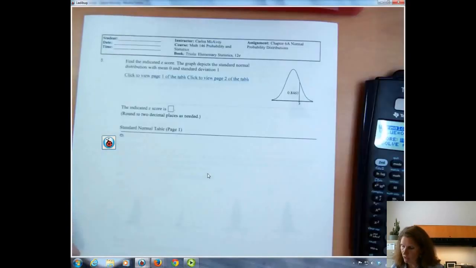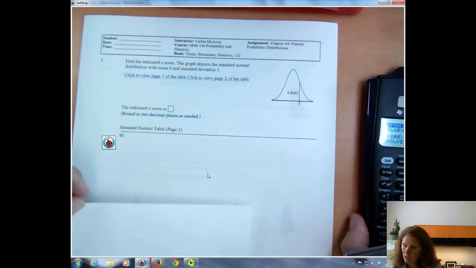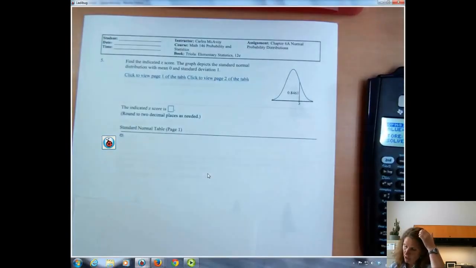I kind of love these. They're kind of fun, but you really have to think about, are you going left, are you going right? Now we're going opposite here. You see how here we had the z and we wanted to know what the area was? Now they're going to start giving us the area and asking us what the z-score is.